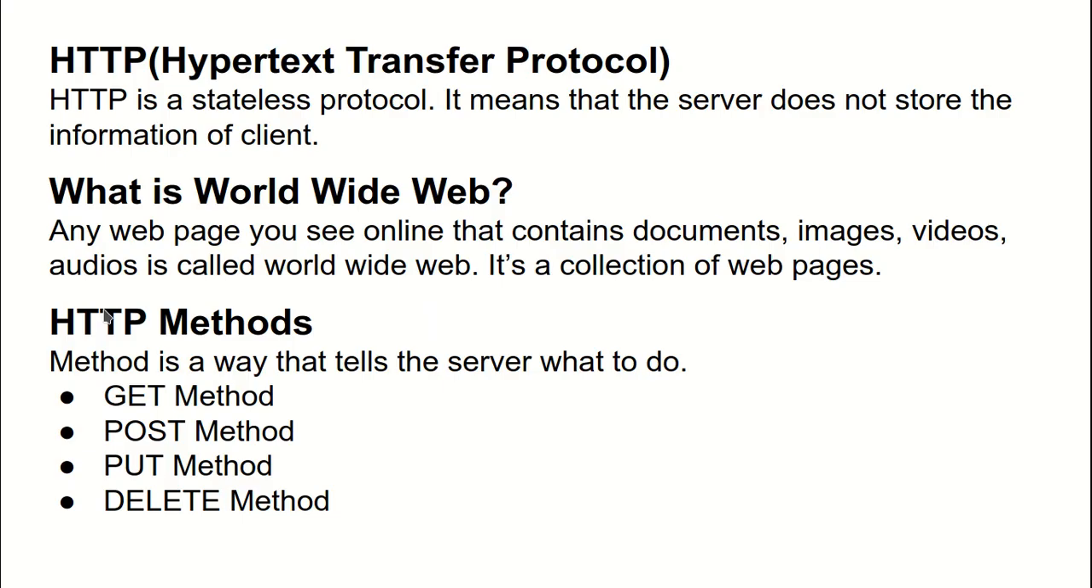After that, let's look into the HTTP methods. A method is a way that tells the server what to do. It is basically telling the server what things it needs to perform. Here are different methods through which the server will understand what it needs to perform. The first one is the get method. The client will get information from the server with the help of the get method. If a client wants to send information to the server, then it will use the post method.